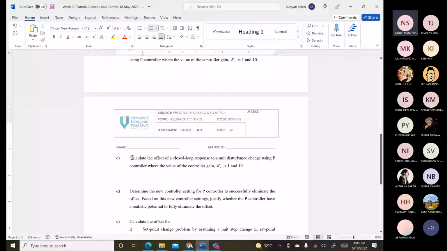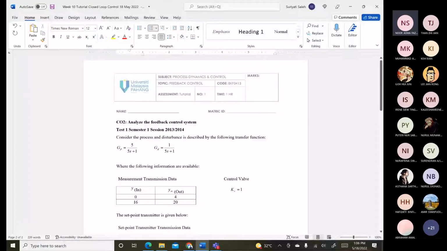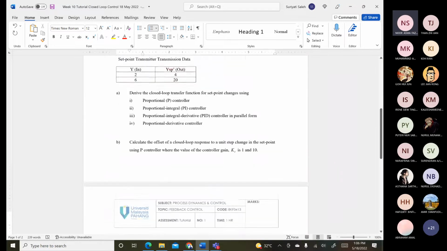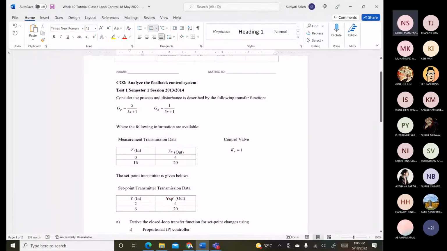So this is the tutorial. Actually, if you take a look, this tutorial is taken from the test 1, semester 1, session 2013-2014. However, the question has been modified, so that means I did some revision. The original test question has been modified, and I include all of the necessary elements. That means what is the expecting question relating to the closed loop control.